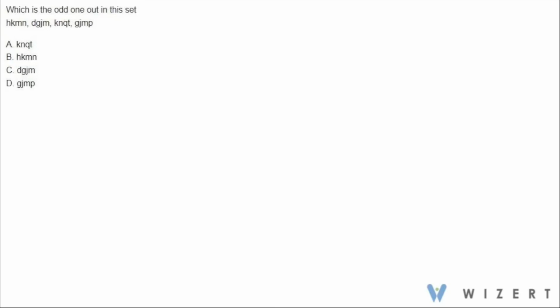We have this question here, which is the odd one out in this set. So, to find that out, let's try and look for a common pattern. To do that, we'll have to write the alphabet in order.